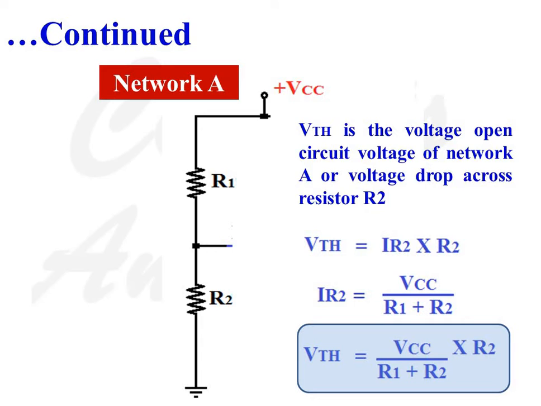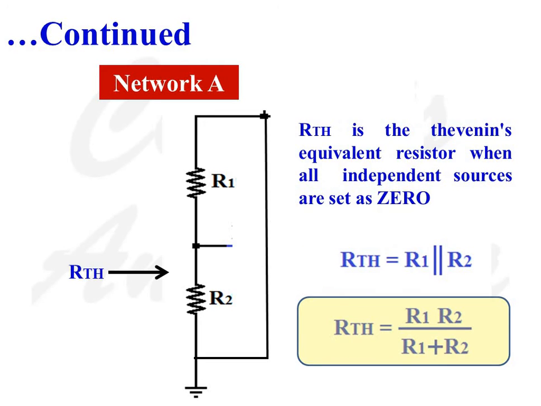The open circuit voltage of network A, VTH, is equal to IR2 into R2. The same current flows through resistances R1 and R2, which is equal to VCC divided by R1 plus R2. Therefore, we can write VTH is equal to VCC divided by R1 plus R2, into R2. Next step is to find the Thevenin's equivalent resistance RTH.